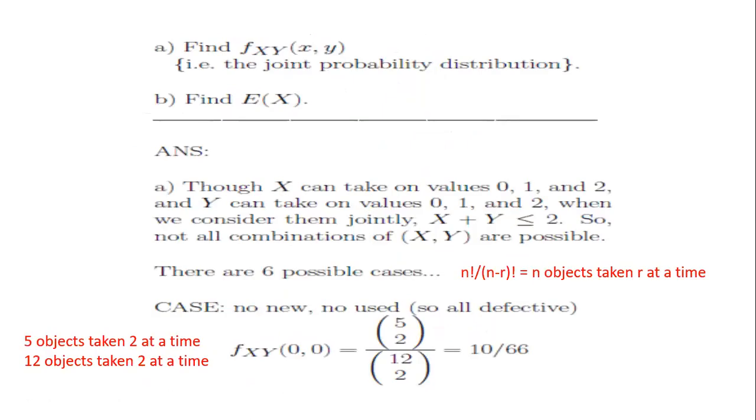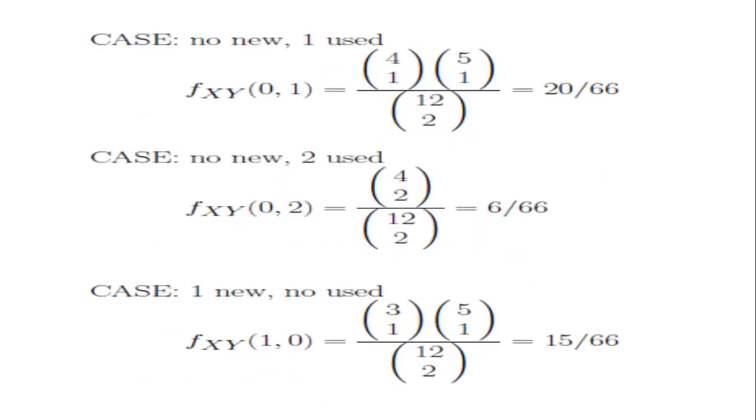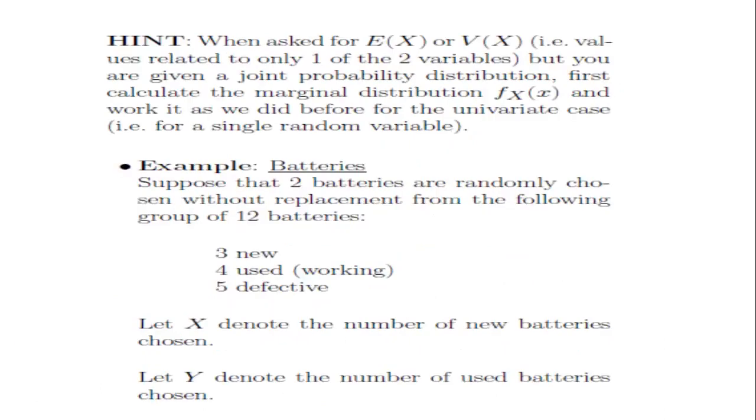There are six possible cases. Whenever, look, we are just interested in new and old, but the point is that if I am just using one new, I picked one new, I just take one new, that's it, there is no used, then the other one has to be defective. So I have to pick two, so I am modeling six different scenarios in which I can pick up the two balls. That's it.